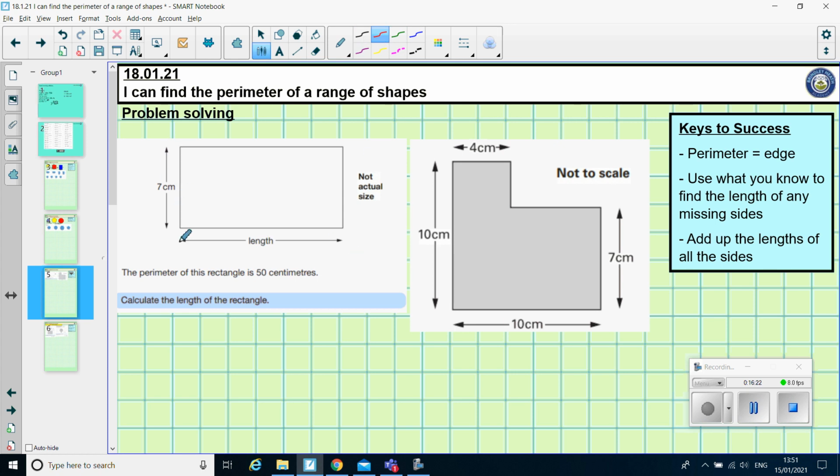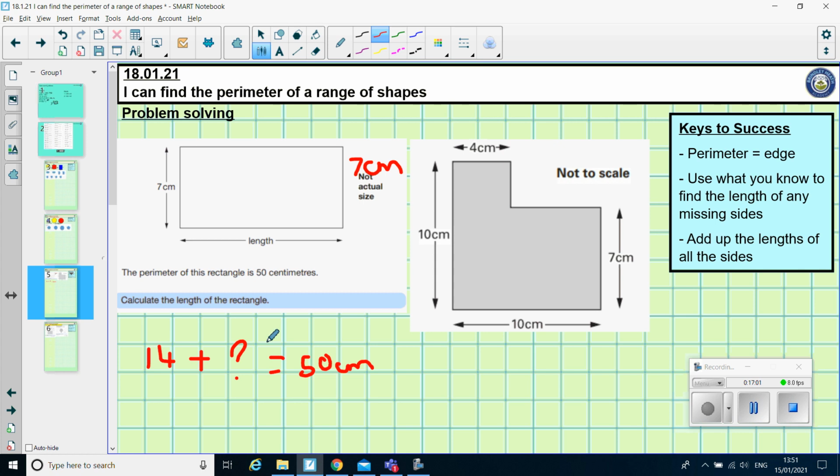So the width is 7, so I know that this side of the rectangle is 7. That tells me that this side of the rectangle must also be 7. So I've got 7 centimetres, add whatever this missing length is, gives me the answer 50 centimetres. And I've just realised I've made a little mistake there. I shouldn't have put 7. I should have put 14 because it was 2 lots of 7, wasn't it? So I've got 14, add something, gives me the answer 50.